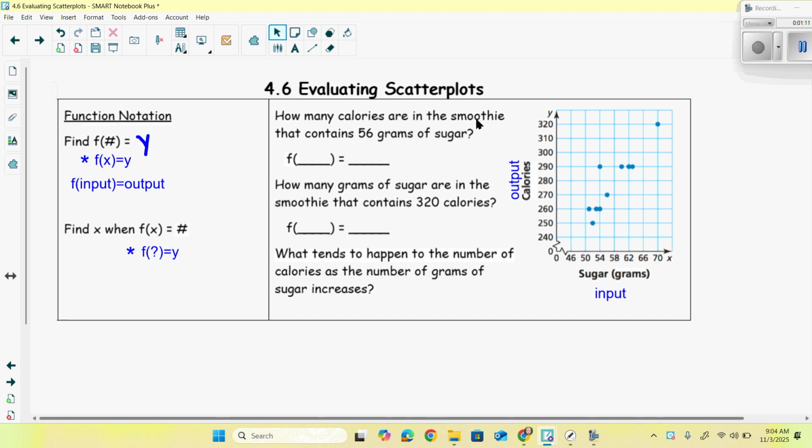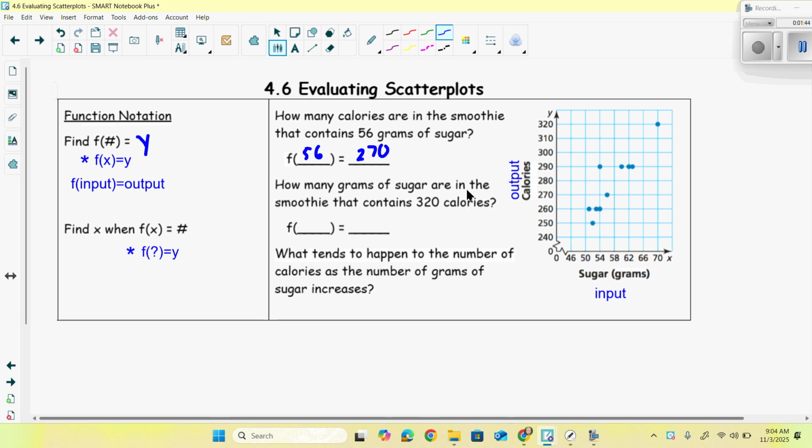So how many calories are in the smoothie that contains 56 grams of sugar? Well, 56 grams of sugar, that's our input. So we're given 56, and the output is going to be how our body converts that to calories and uses it up. So we find 56, somewhere in between 54 and 58. It looks like from the data, 270 would be pretty accurate.